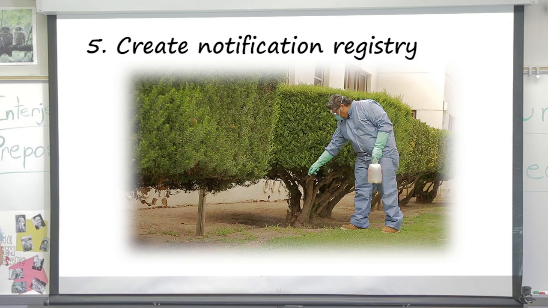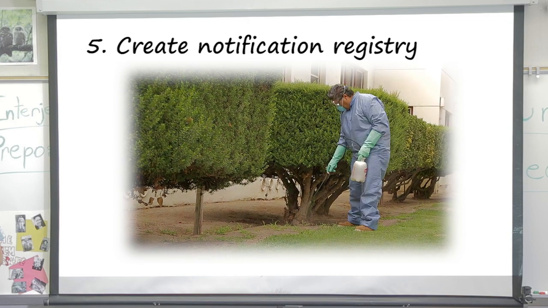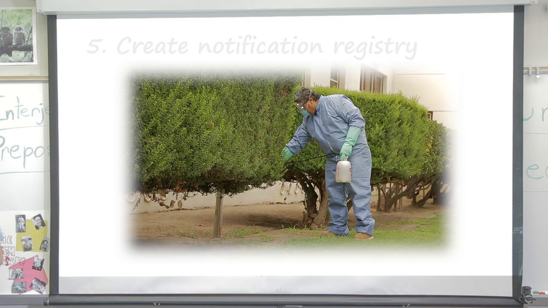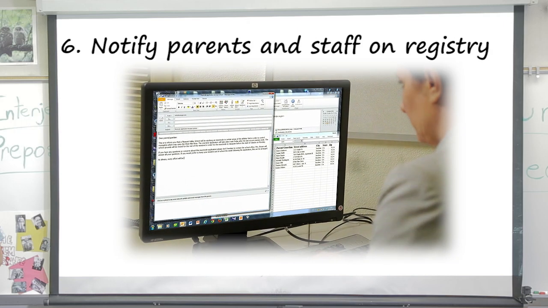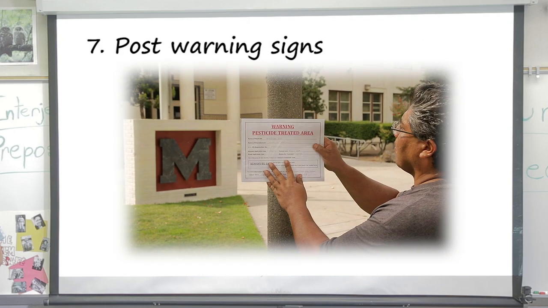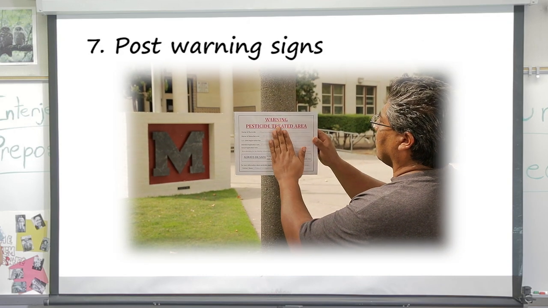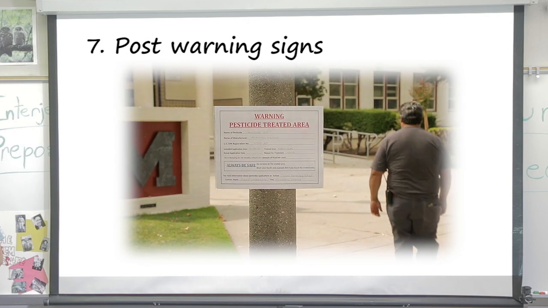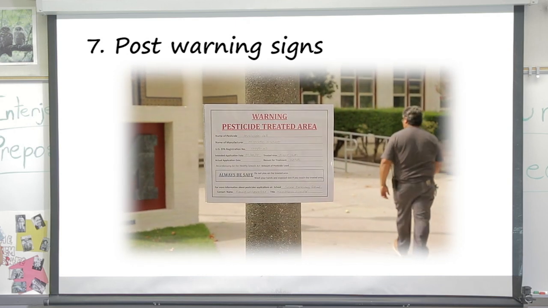You have to give staff and parents the opportunity to be notified every time you or someone you hire applies pesticides at your school. People who want to be notified must be told about each pesticide application 3 days in advance. There's more. Warning signs must be posted 24 hours before a pesticide is applied and kept there for 72 hours after the application. These signs must be visible to everyone entering the treated area.